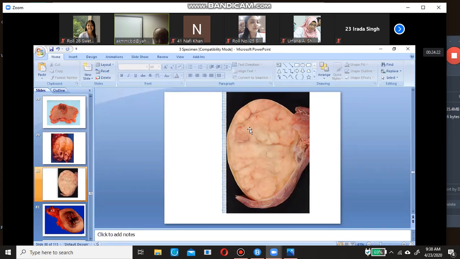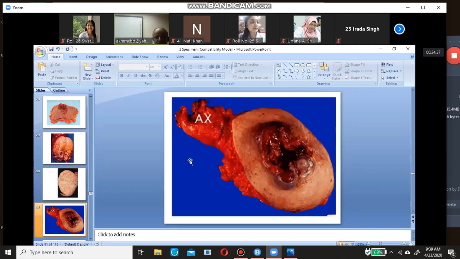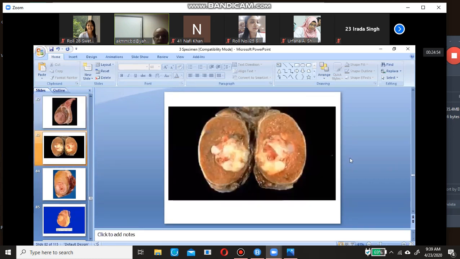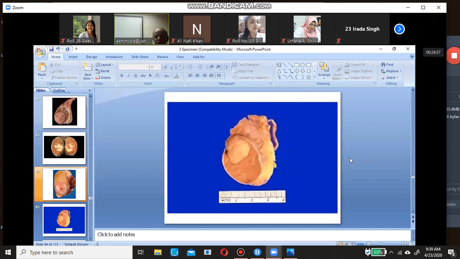But the seminoma is more or less a homogeneous tumor, but teratoma is a variegated appearance. We'll see later on. This is also, you see the testis and the spermatic cord, the epididymis, and here is the growth, the testicular tumor or seminoma of the testis. Here also you see the seminoma of the testis. Here also seminoma of the testis.